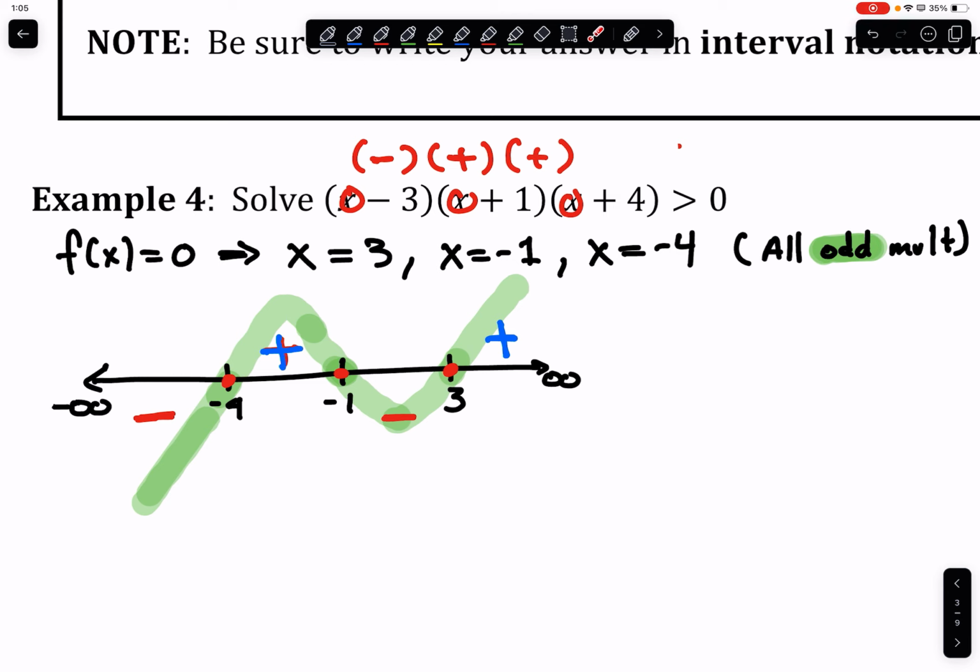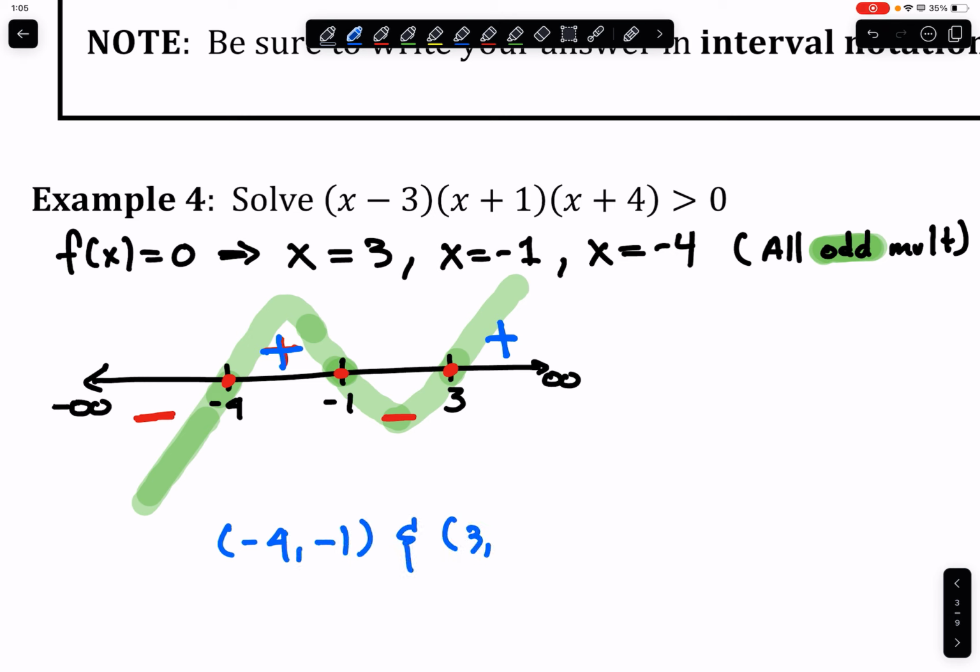Well, now to go back and answer our question, when is our function positive? In other words, when is it above the x-axis? Well, it's above the x-axis from negative 4 to negative 1 and from 3 to infinity. And because it does not have the equal sign, we do not include the endpoints, and we're going to use our parentheses indicating that these values are excluded, so exclusive endpoints.